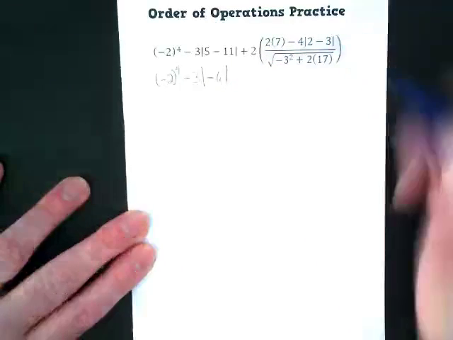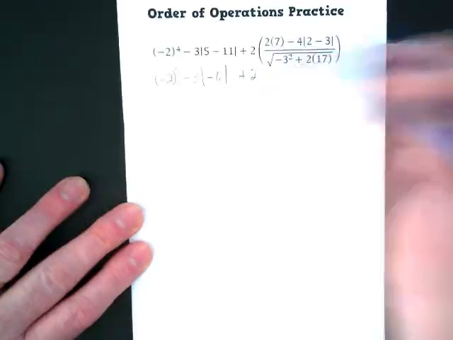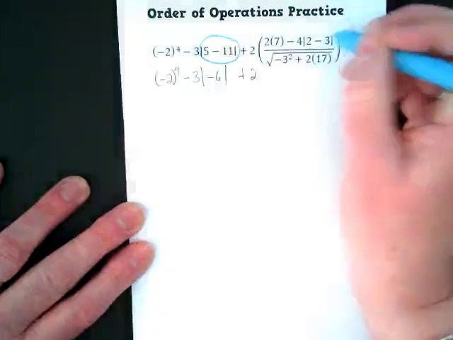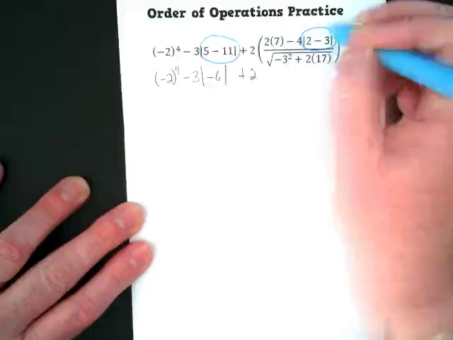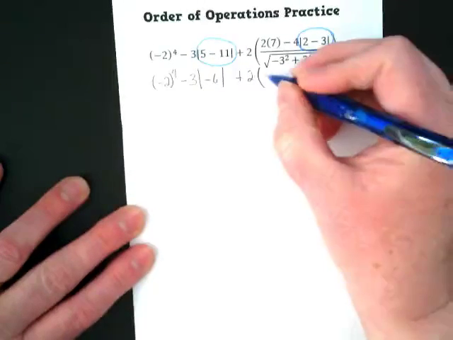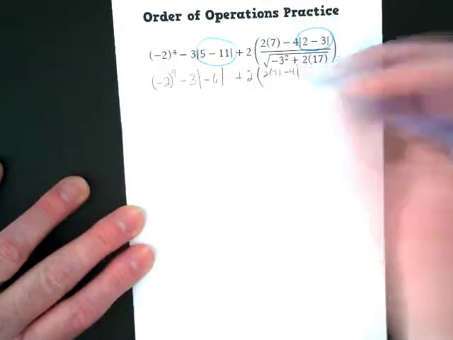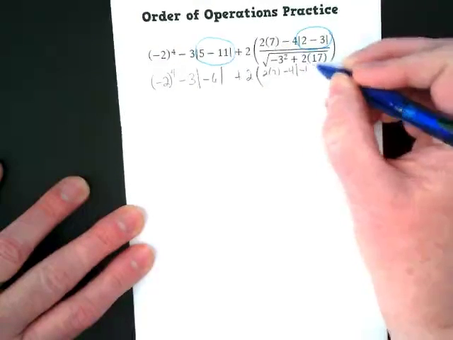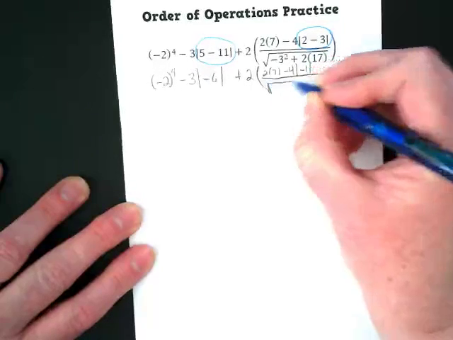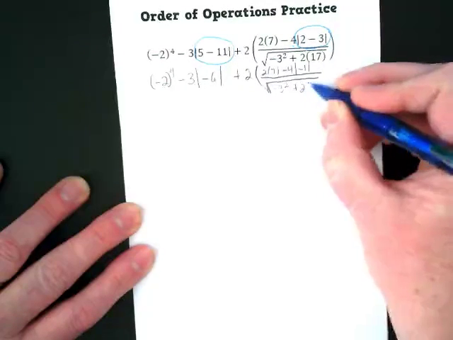Okay, as we're doing this, we can take care of something else as well. So I'm going to put plus 2, and I'm going to solve two parts of this as I go. I first did this, I'm also going to do this absolute value. So I'm going to rewrite pretty much everything here. It's going to be 2 times 7 minus 4 times the absolute value of negative 1 over the radical of negative 3 squared plus 2 times 17.